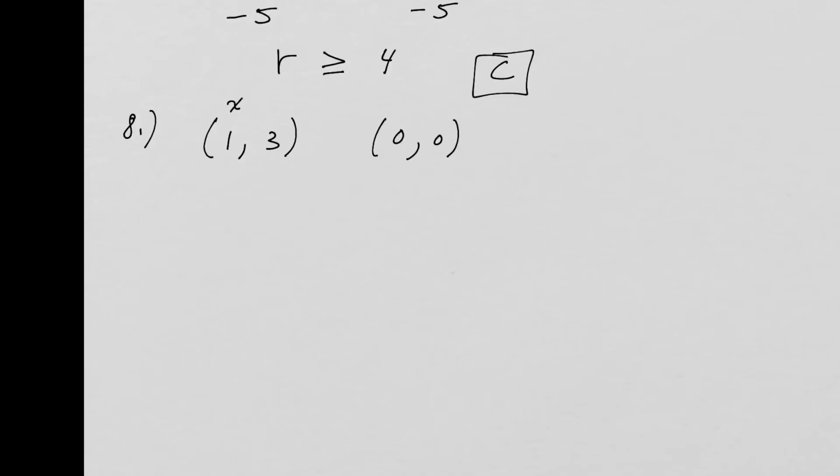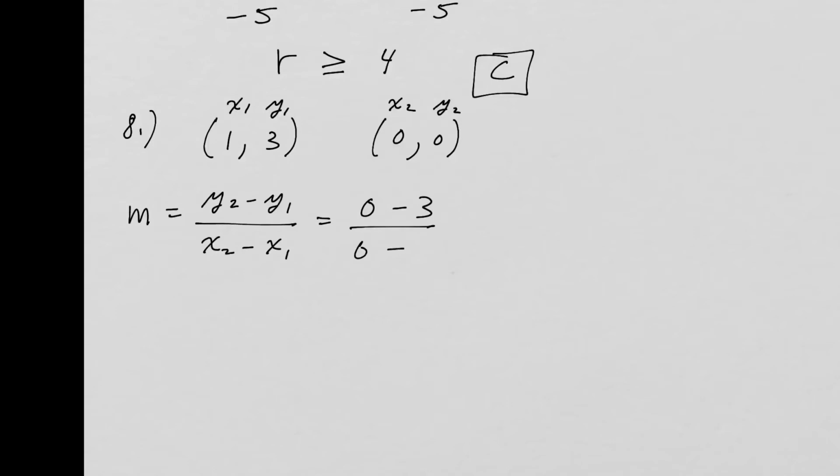So label these, right? x1, y1, x2, y2. Remember, we can compute the slope as y2 minus y1, the change in the y, or change in the output, over x2 minus x1, the change in the input. So this is going to be 0 minus 3 over 0 minus 1. Well, that's negative 3 over negative 1, which is just a positive 3. So the slope is a positive 3.